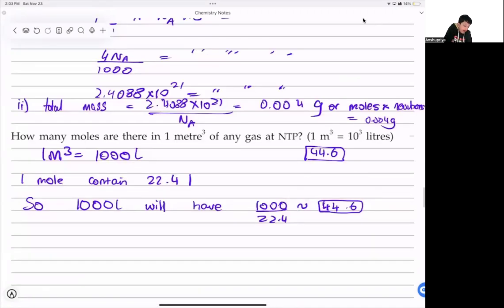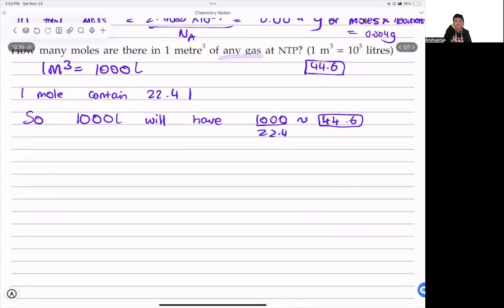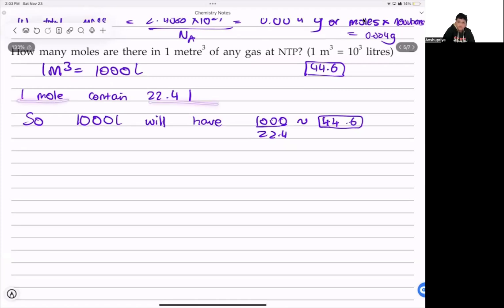How many moles are there in 1 meter cube of any gas? It may be hydrogen, anything, we don't know. At NTP, and it's given 1 meter cube is equal to 1,000 liters. Sorry for my mistake, I said 10,000 liters. Please, I will rectify it from next time. So 1 mole contains 22.4 liters. So 1,000 liters will have 1,000 upon 22.4 moles. So it will be 44.6. Easy.